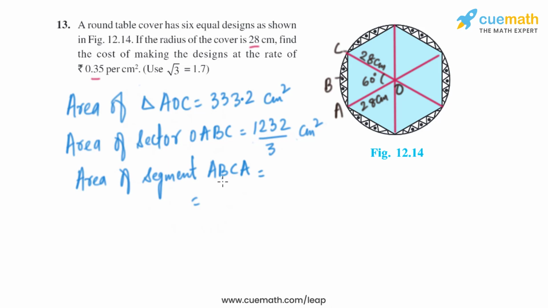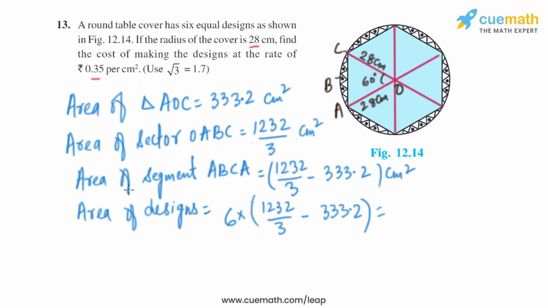Now we will get the area of segment ABCA, which is 1232 divided by 3 minus 333.2 square centimeter. So basically the area of segment ABCA is the area of one of the designs, and as there are 6 designs, we will just multiply it with 6. So we'll get the area of designs as 464.8 square centimeter.